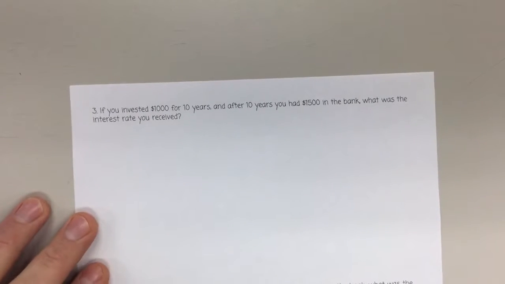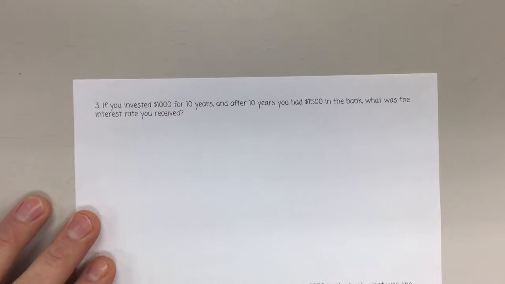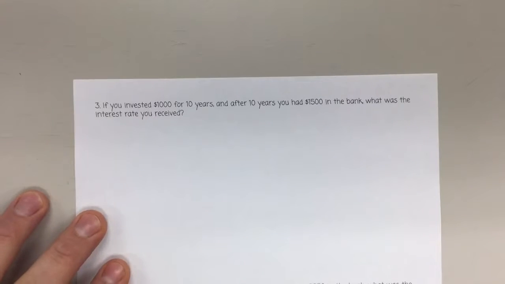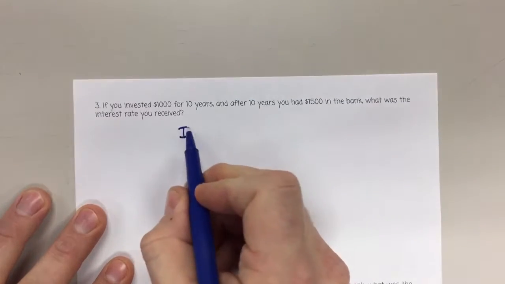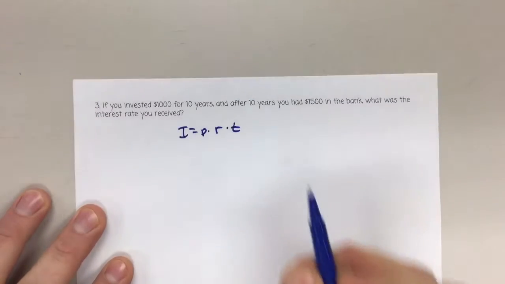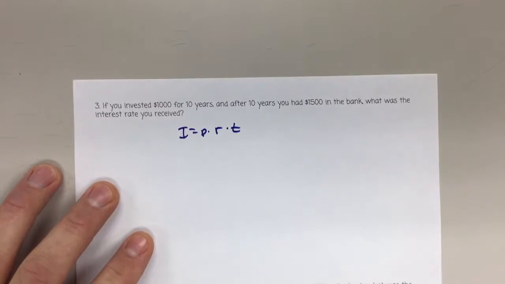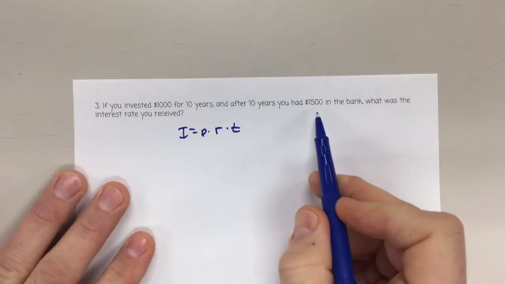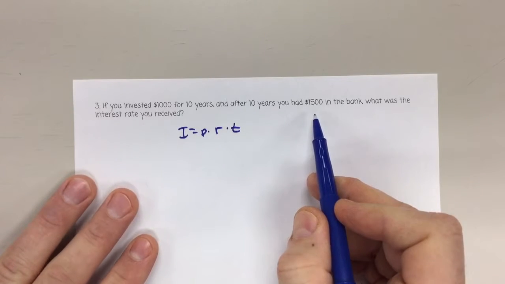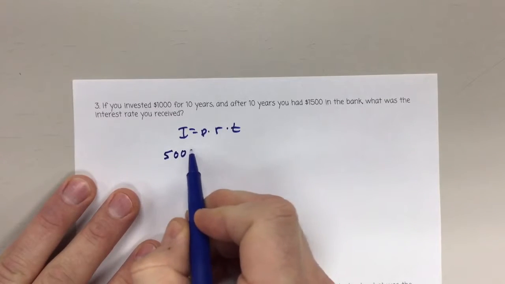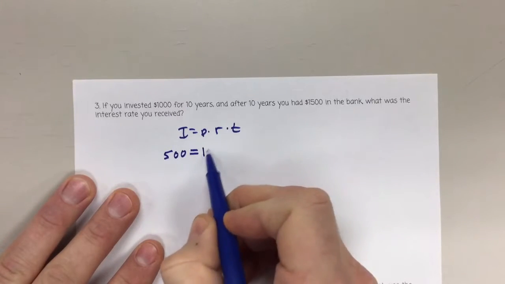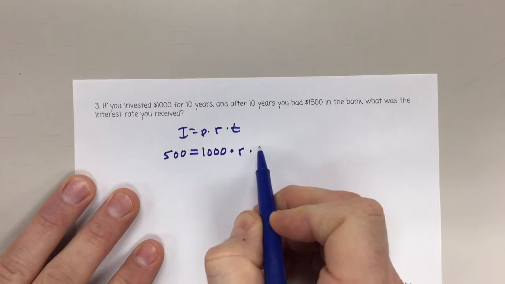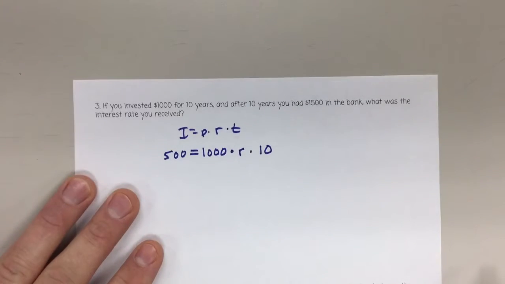Here's another example. If you invest $1,000 for 10 years, and after 10 years you had $1,500 in the bank, what was the interest rate you received? So it's the same equation. Now, you started with 1,000 and you ended up with 1,500, which means that you earned 500 in interest. So 500 goes for the interest. The principal was 1,000. They did not tell us the interest rate, but they did tell us that I had it in the bank for 10 years.